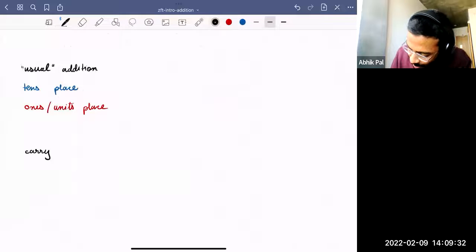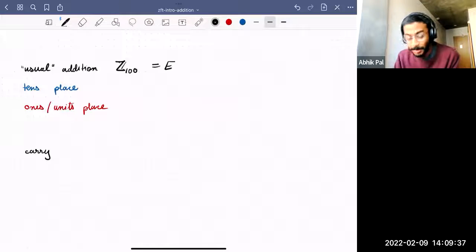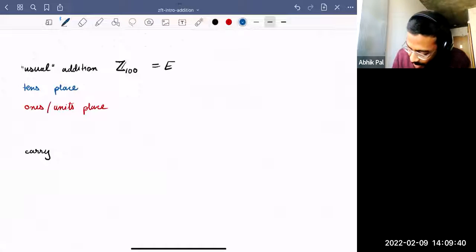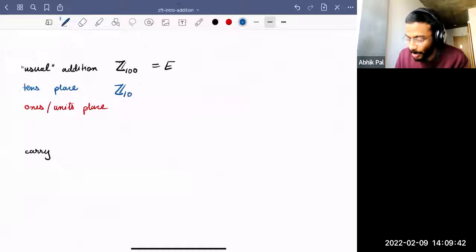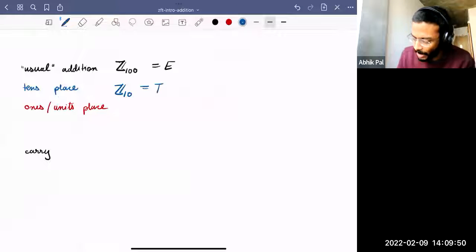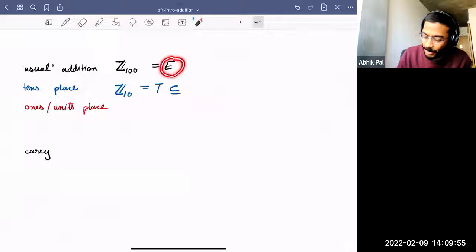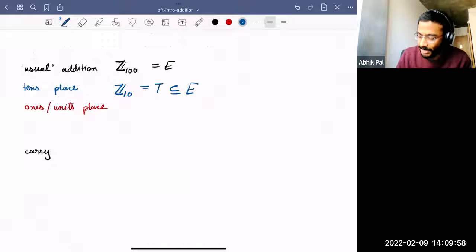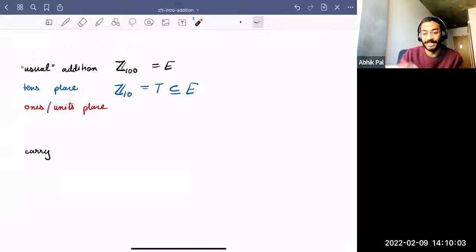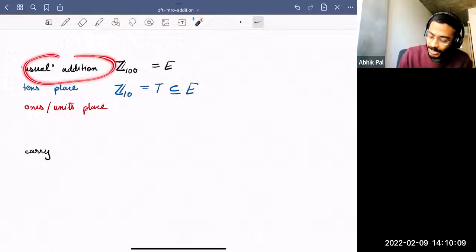So first of all, usual addition is happening in the group Z mod 100, which I'll call E. The addition in tens place is happening in Z mod 10, because I can think of this as adding 0 to 10 to 20 to 30 and so on. And this group I'll call T. And really, this group has a nice relationship with my group E in that it is a subgroup of E. There's a very natural way in which I can think of the tens places sitting inside two-digit numbers. And the addition there is consistent with the addition that we usually do.